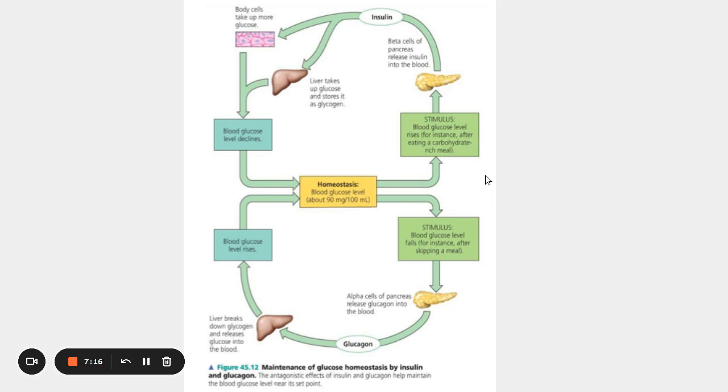Okay. Typical normal blood glucose levels are around 100 or so.